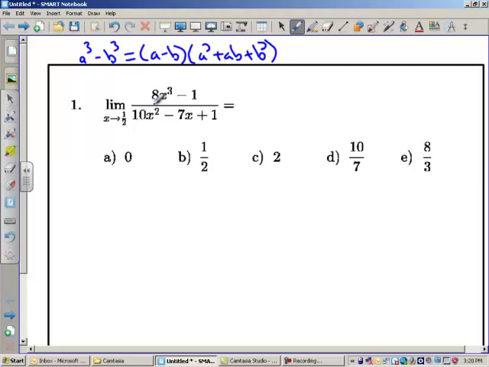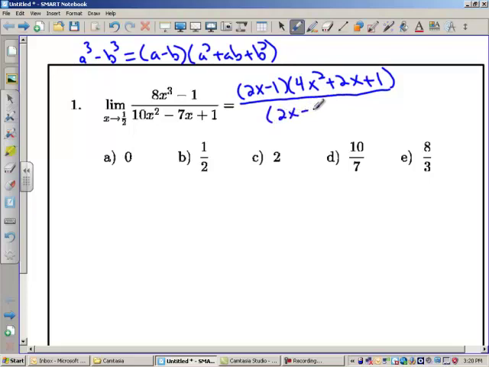So for this example, if you plug in 1/2 and you're doing your plug and chug, you're going to end up with 0 over 0. So this is indeterminate. So we're going to factor the top and factor the bottom. So the top factors into 2x minus 1 times 4x squared plus 2x plus 1. And the bottom factors into 2x minus 1 times 5x minus 1.